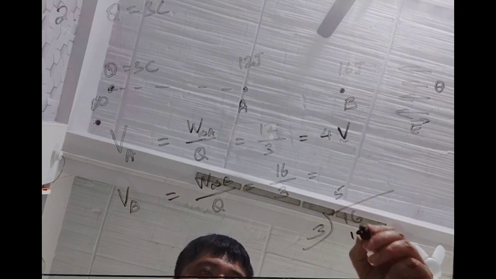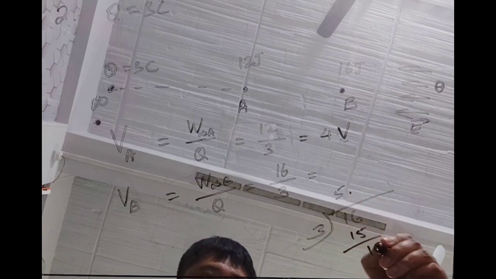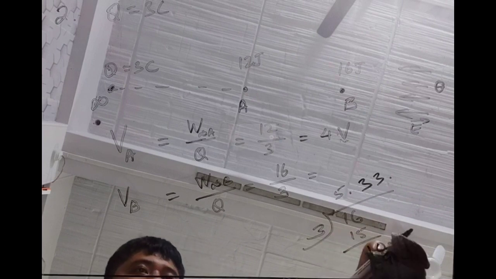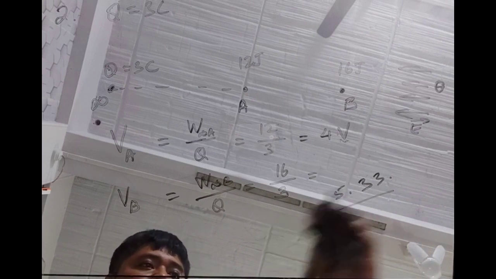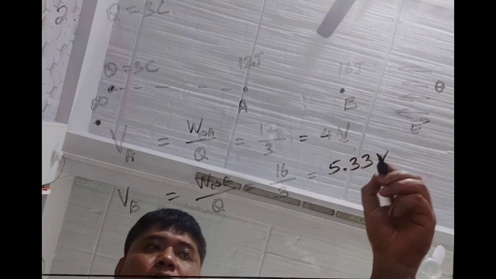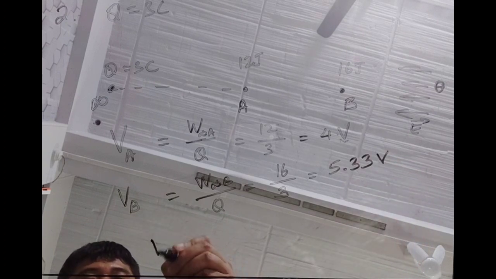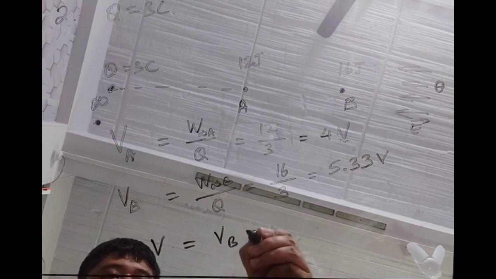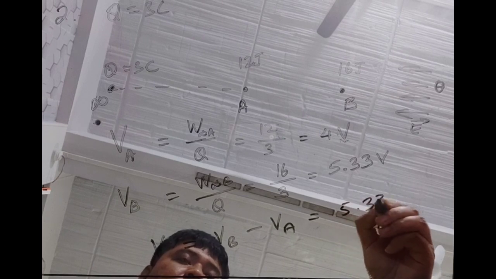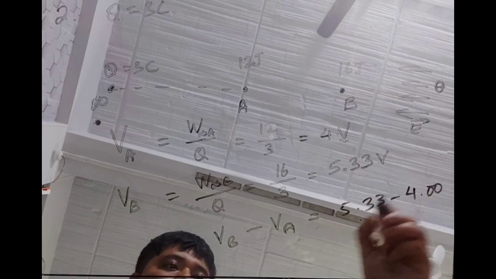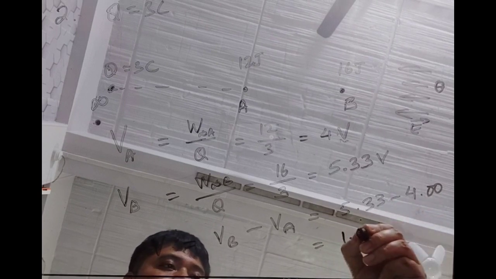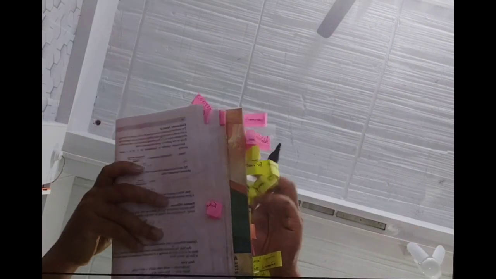3 5s are 15, 16 minus 15 is 1. Then 10, 3 3s are 9, and 3, 3. So VB is 5.33 volt. Then the potential difference V is VB minus VA. 5.33 minus 4.00, we get 1.33 volt.